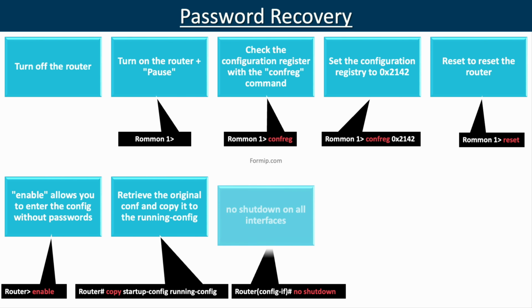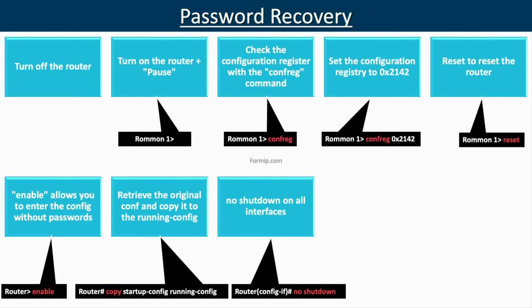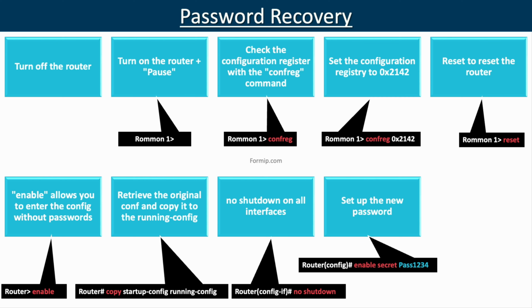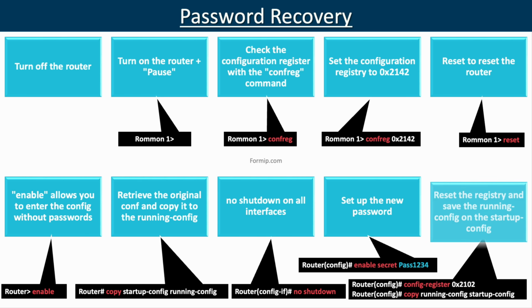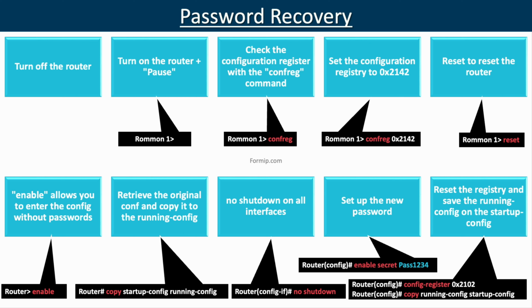Since the router had started without loading a configuration, all of its interfaces are down. They must be brought back up with the command no shutdown. Then, you can reconfigure a new password with the command enable secret. And all that remains is to put the register back as it was and save the running config to the startup config.